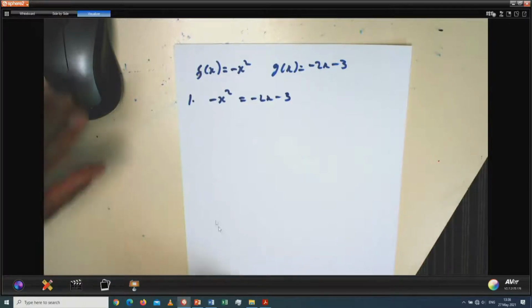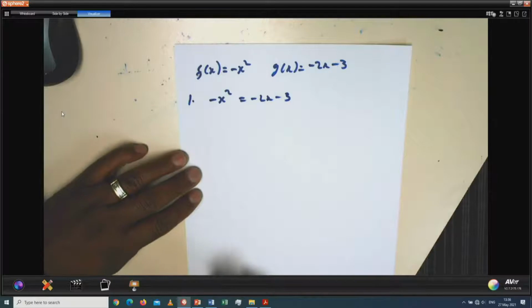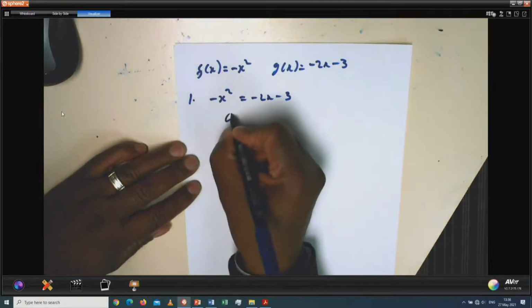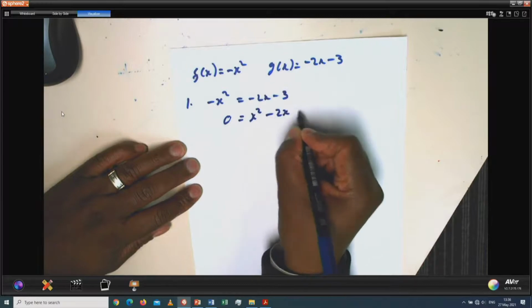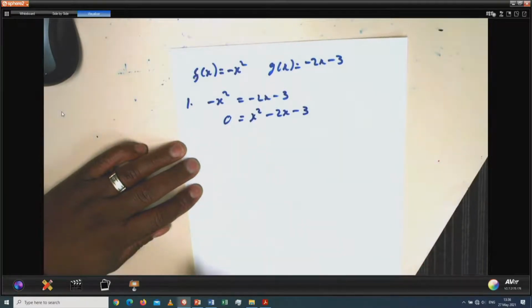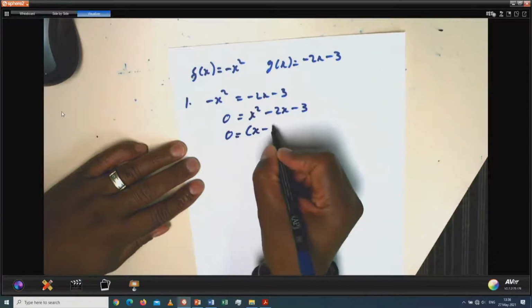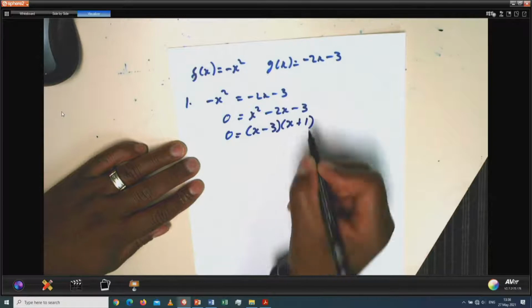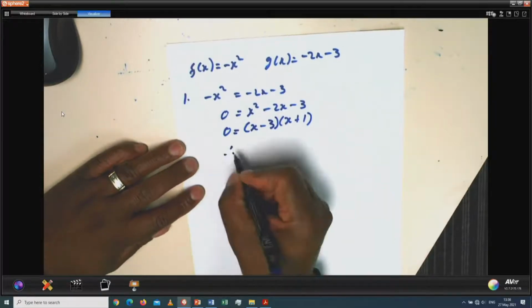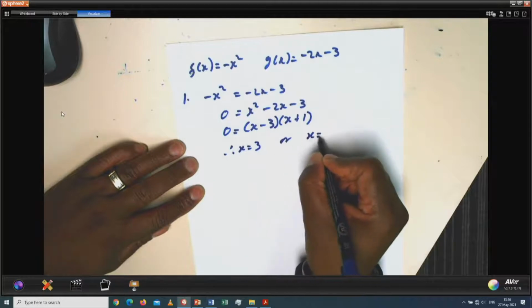Now it's a quadratic equation. Let's write the equation in the standard form. 0 transpose, it's got x squared minus 2x minus 3. Now you factorize: x minus 3, x plus 1. Therefore, x will be equal to 3, or x will be equal to negative 1.